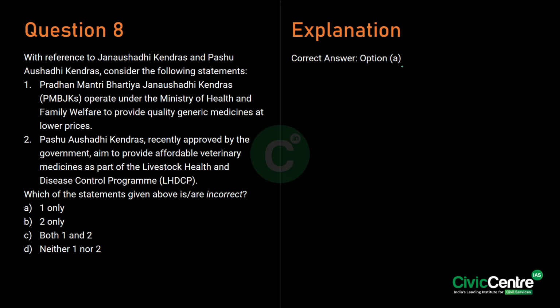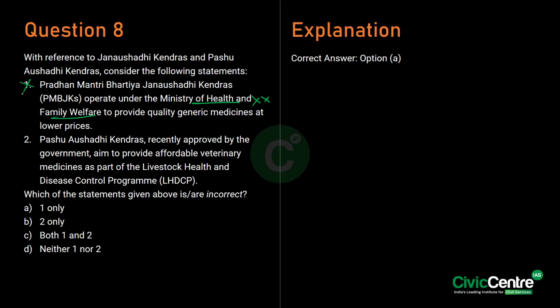The Pradhan Mantri Bharatiya Janaushadhi Kendras are government-run outlets providing quality generic medicines at lower prices, implemented under the Department of Pharmaceuticals, under the Ministry of Chemicals and Fertilizers, but it is not under the Ministry of Health and Family Welfare, which makes the first statement incorrect, right?